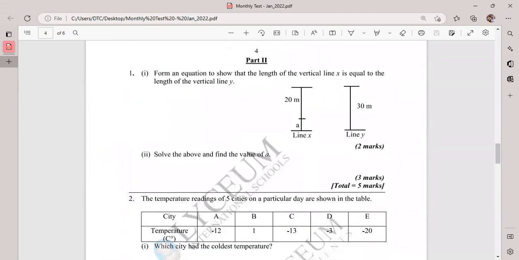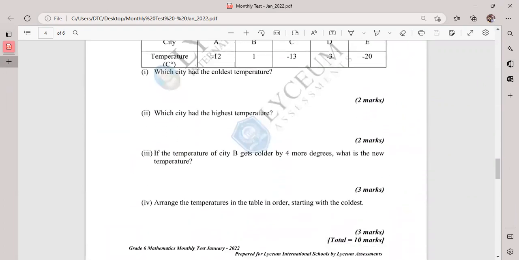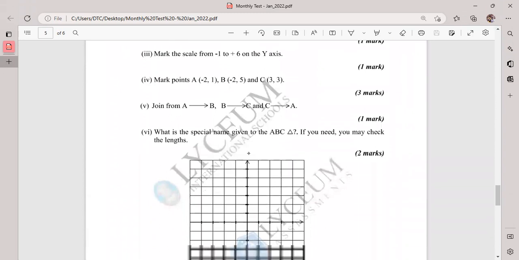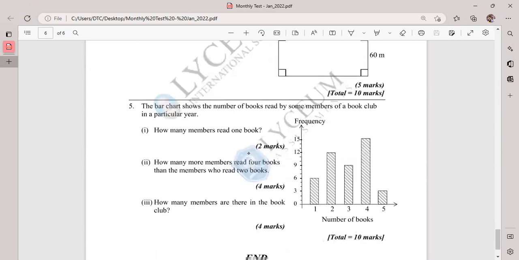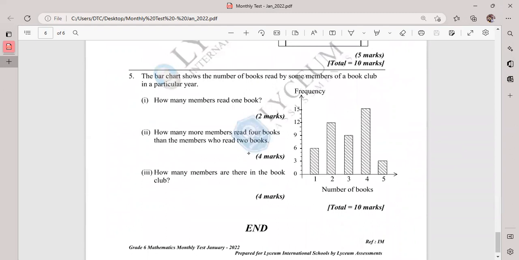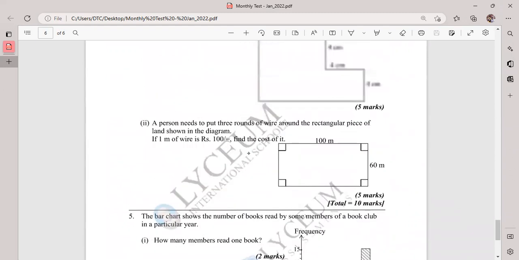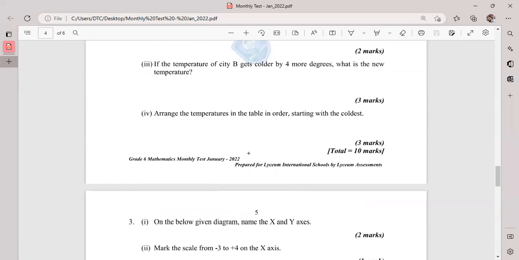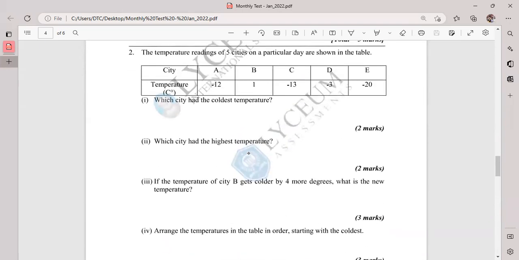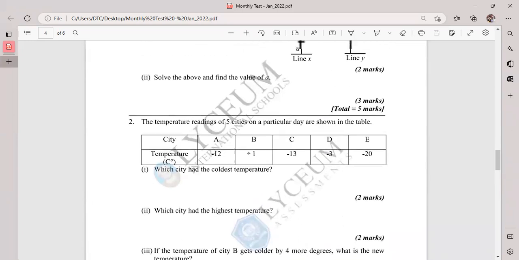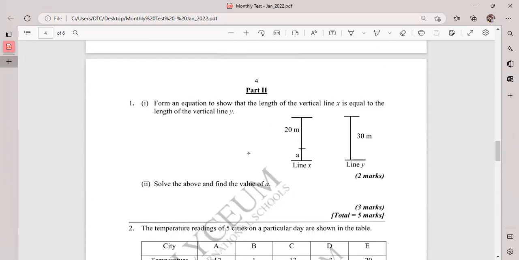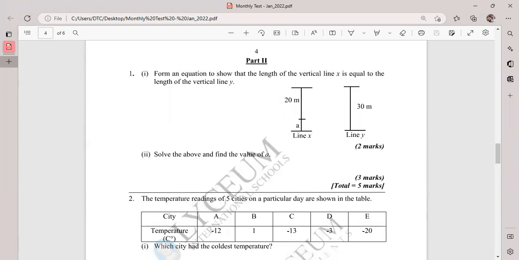You can see in part two, children, we have question 1, 2, then 3, then 4, and 5, that is the end of the paper, right? So we will try our best to discuss all 5 questions in this video. If time doesn't permit, we will move to the 4th video. So we'll move to part 2, question number 1.